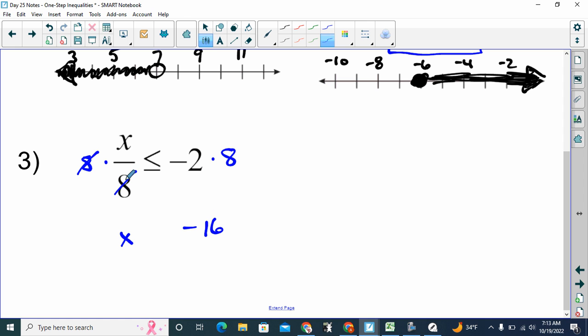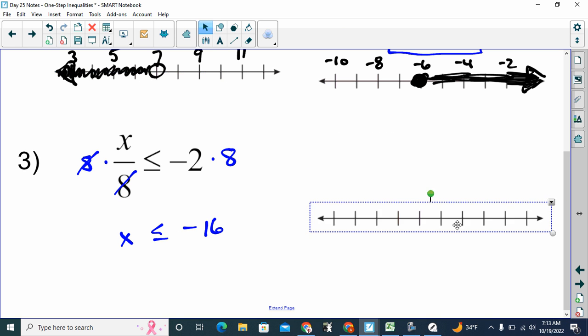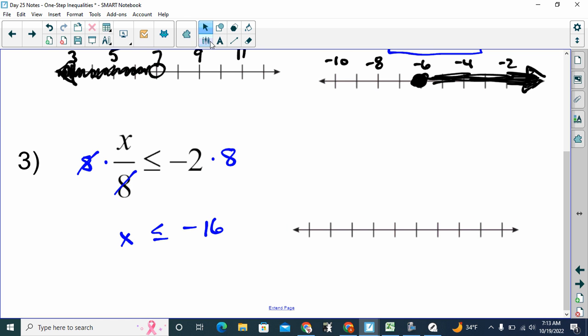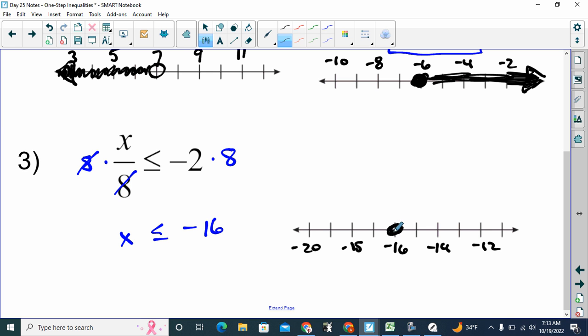We did multiply both sides, and I'm multiplying with a negative number, but I multiplied both sides by +8. I did not multiply both sides by a negative number, therefore I do not flip my inequality around. Again, it is only if you multiply or divide both sides by that negative number. And we can graph. Closed circle on -16. Shading goes to the left.